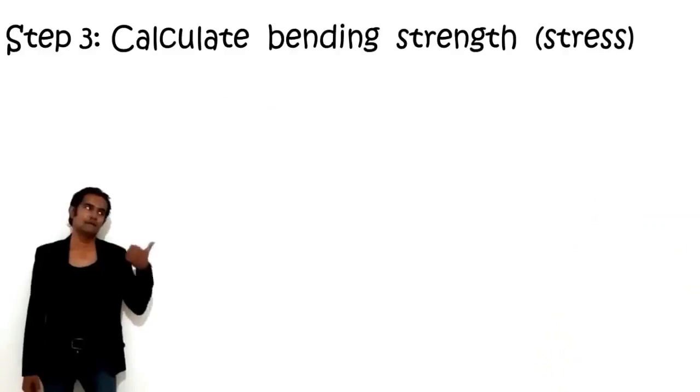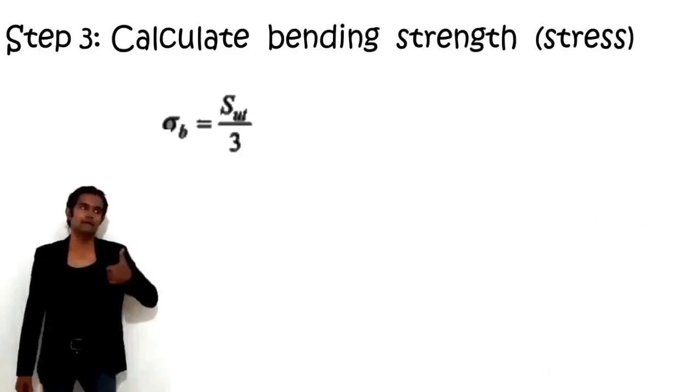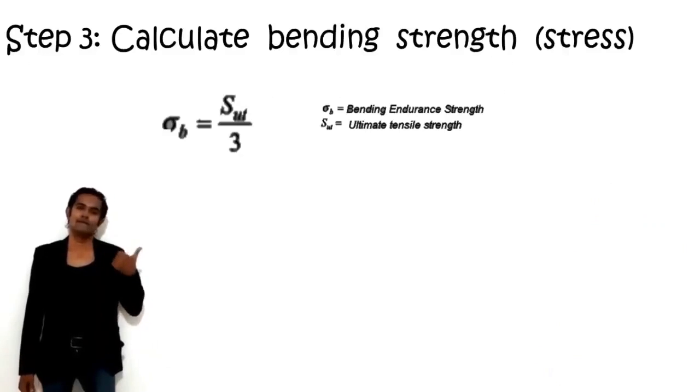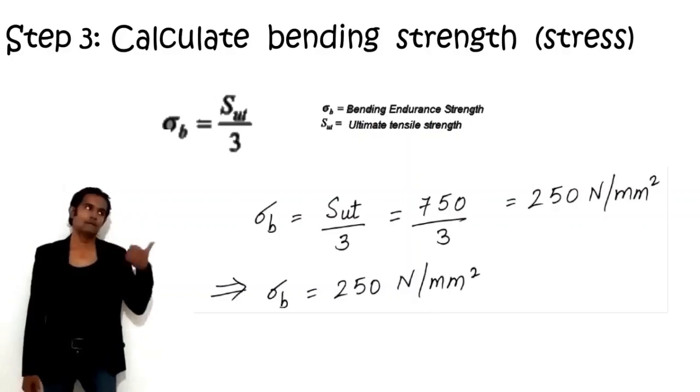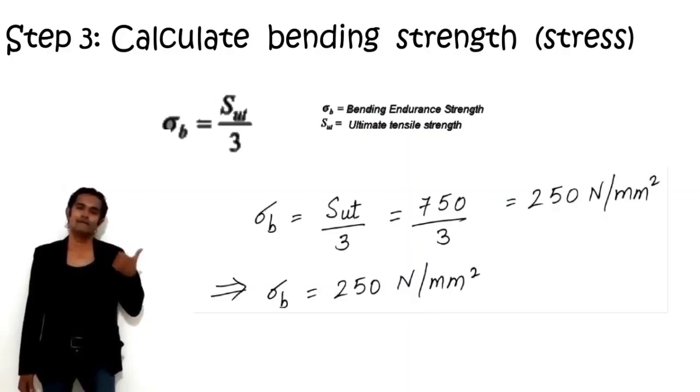Next, we are going to calculate the bending strength. Now bending strength formula is there on page number 18.3 of Bhandari Design Data Book, and it is SUT upon 3. SUT is given in our numerical, which is 750. So I will get sigma B bending strength or bending stress as 250 Newton per mm square.